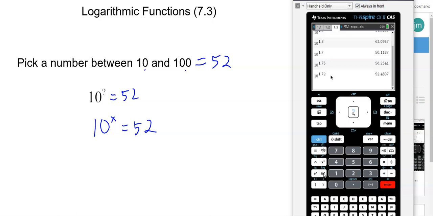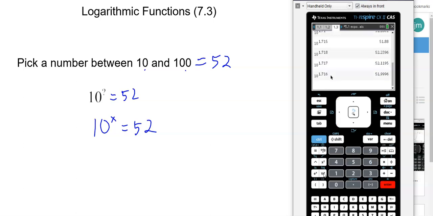I don't know. That's still too high. So it's between 1.70 and 1.72. Let's try 1.71. 51. So it's between 1.71 and 1.72. So it's 1.715. Let's go another decimal. Still bigger than that. Try to make it 8. That's too big. 7. Too big.